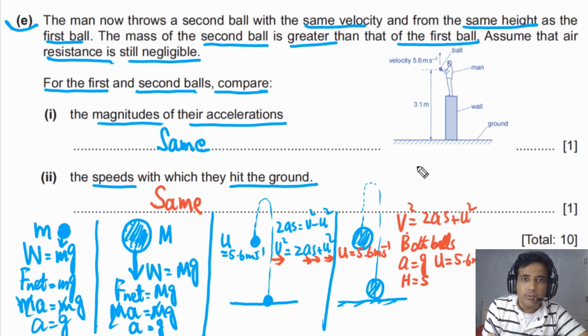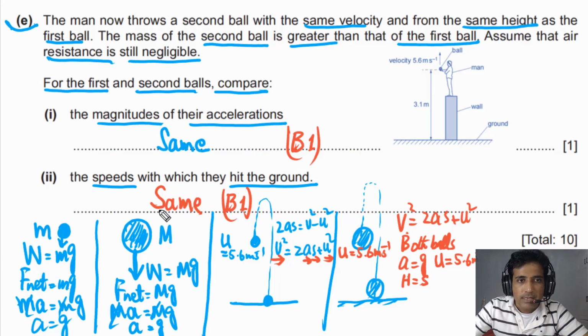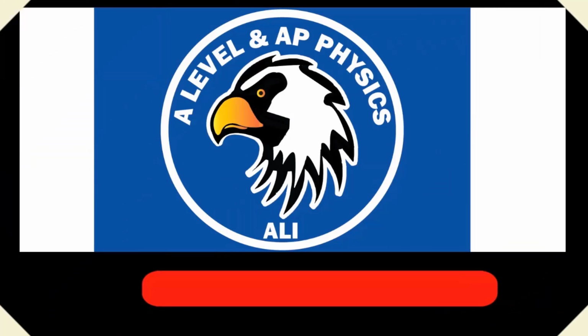This question has only one mark, and that is a B mark. If you have written this point, you will get 1 mark, and this also has a B mark. If you have written same or equal, you will get this mark.